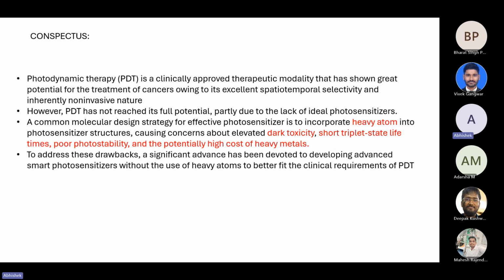However, PDT has not reached its full potential, partly due to the lack of an ideal photosensitizer. A common molecular design strategy for an effective photosensitizer is to incorporate a heavy atom into the photosensitizer structure, causing concern about elevated dark toxicity, short triplet state lifetime, poor photostability, and the potential high cost of heavy metals. To address this drawback, significant advances have been devoted to developing advanced smart photosensitizers without the use of heavy atoms to better fit the clinical requirements of PDT.